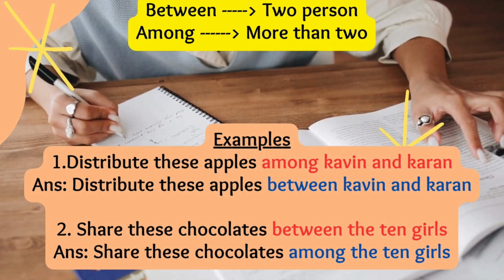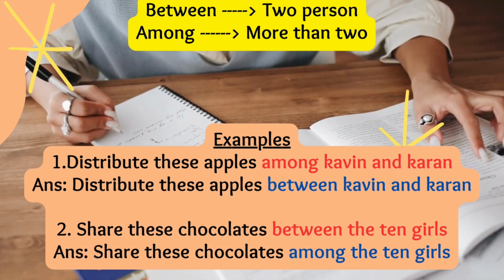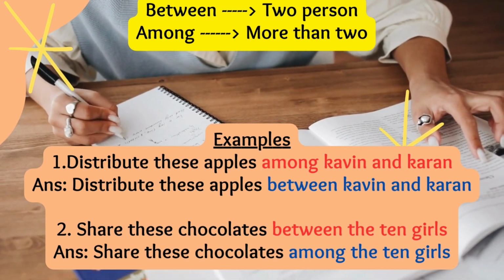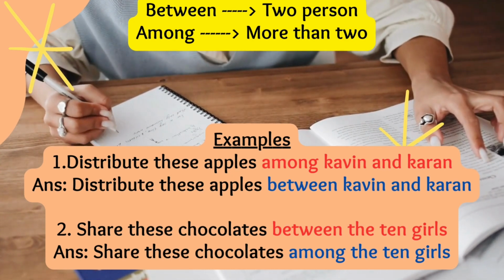Second one, "Share these chocolates between the 10 girls." Here we have 10 girls. It is more than 2. So we need to replace between by among. Answer: Share these chocolates among the 10 girls.